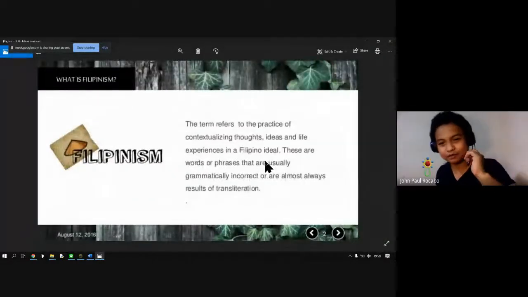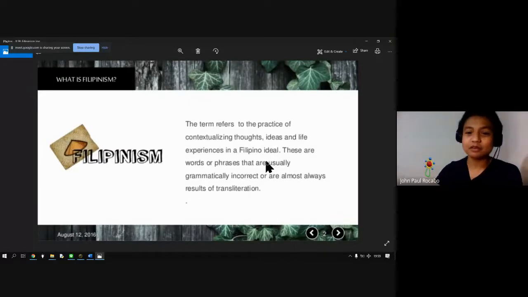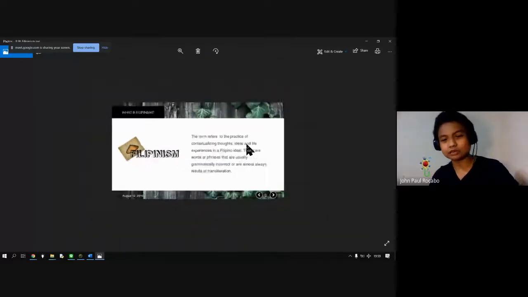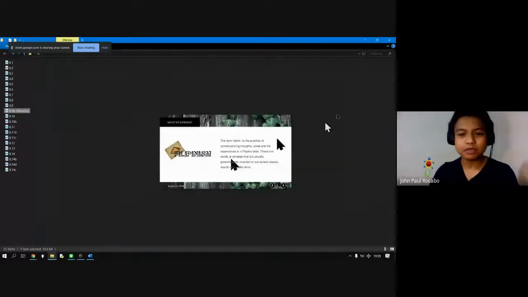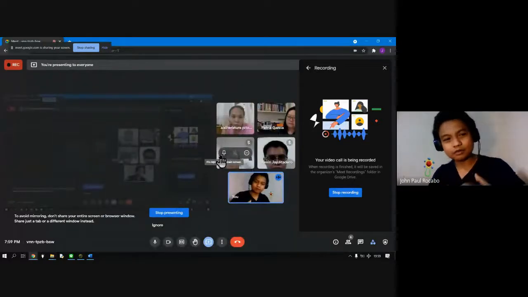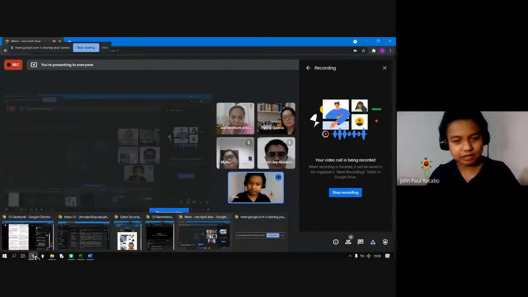Philippinism refers to the practice of contextualizing thoughts, ideas, and life experiences in a Filipino idea or ideal. These are words or phrases that are usually grammatically incorrect or are almost always results of transliteration. So, medyo kasi hindi ko alam kung yung Philippinism ko ay pareha sa Philippinism ninyo kasi magkakaiba tayo ng lugar.